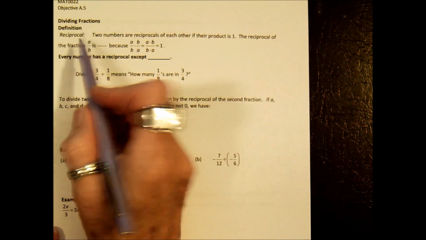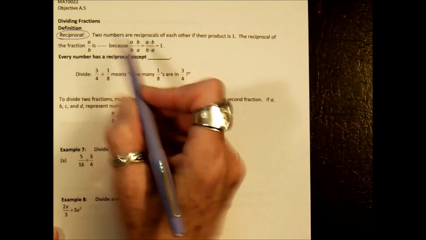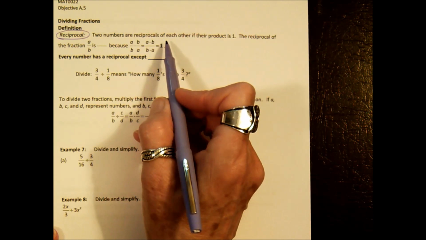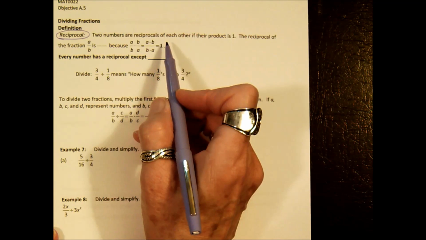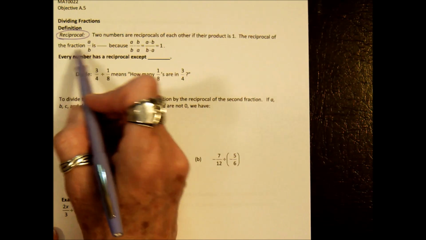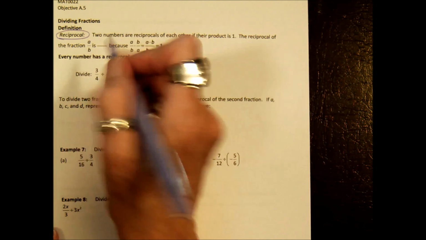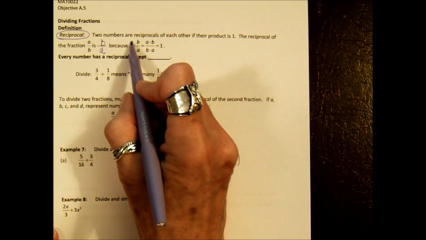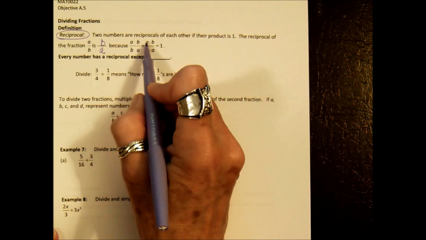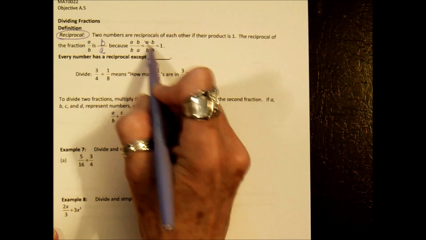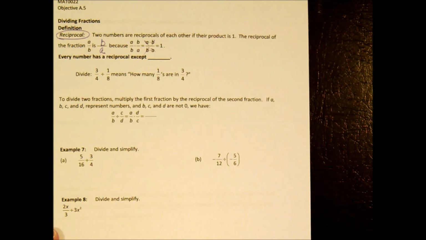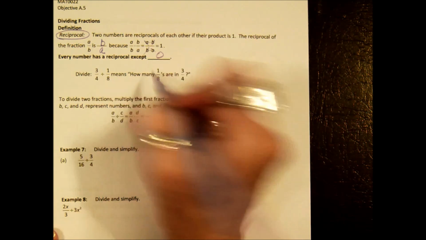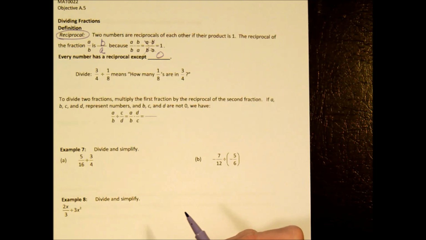We talk about the reciprocal. 2 numbers are reciprocals of each other if their product is 1. But an easier way to think of it is, it's the fraction flipped. So if you have the fraction a over b, its reciprocal is just b over a. And the reason is, if I multiply those, I get a times b over b times a. Everything cross cancels and you're just left with a 1. Every number has a reciprocal except for 0 does not have a reciprocal.